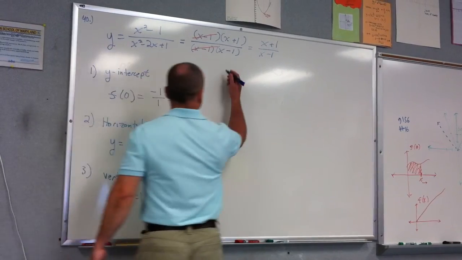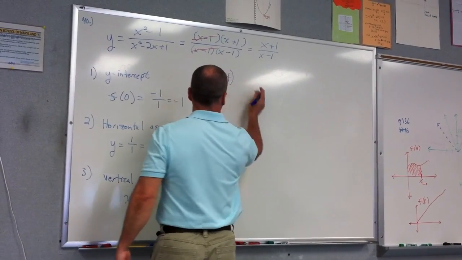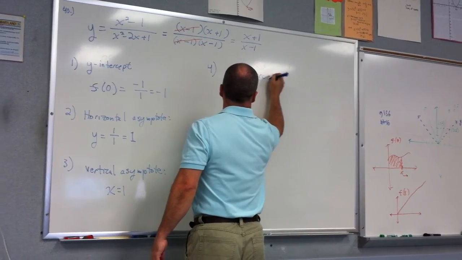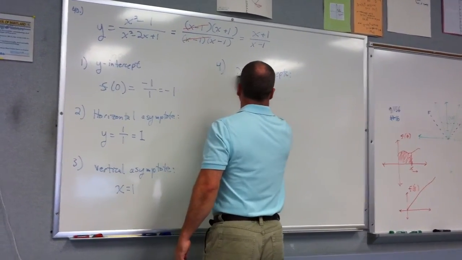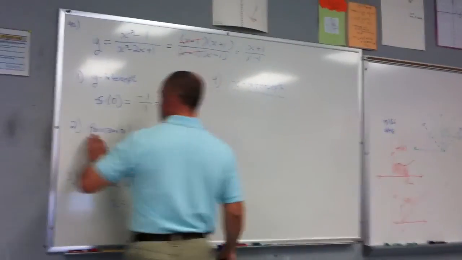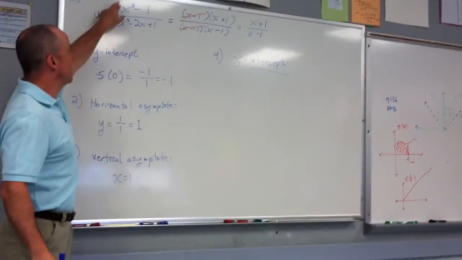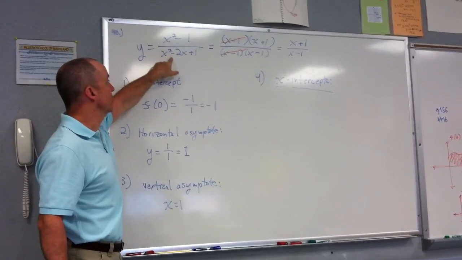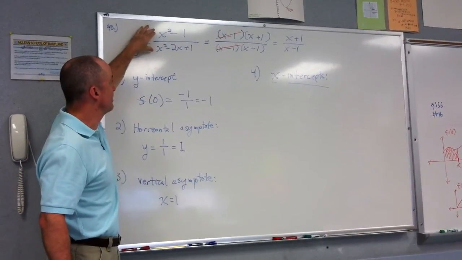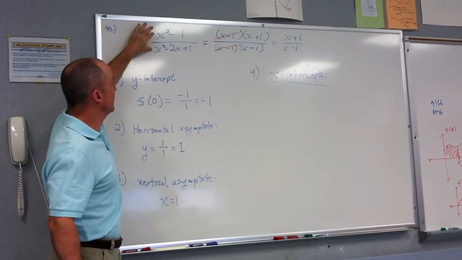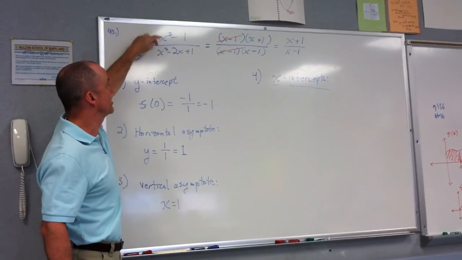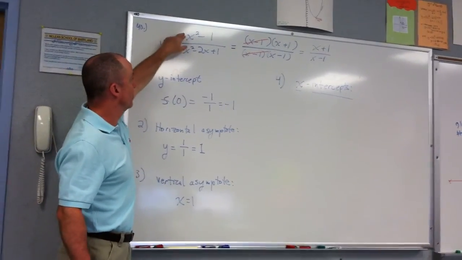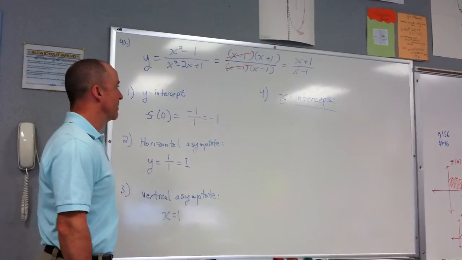Okay, what's the fourth thing I said you should find? X-intercepts. And how do you get the horizontal asymptote? If it's the same degree, top and bottom, second degree, the largest exponent, you go by the leading coefficients. So if this were 5x squared over 3x squared, it would be 5 over 3. Forget about 1x squared, so it's just 1.